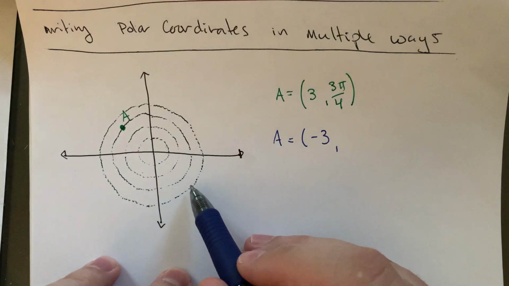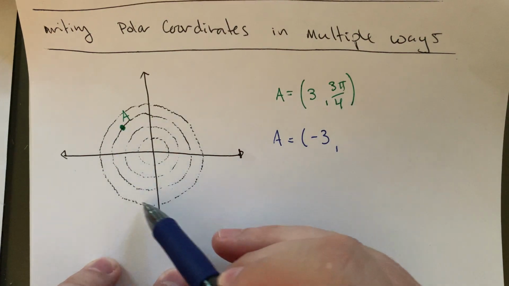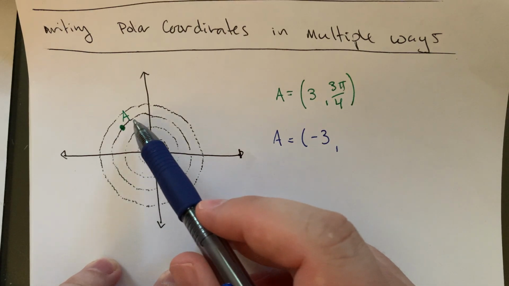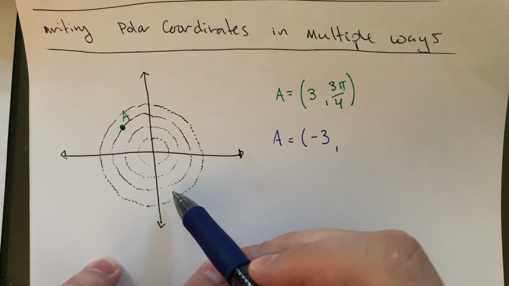So what would the angle be down here? Well, if it's a 180 flip, that would be, in radians, like adding 1π.